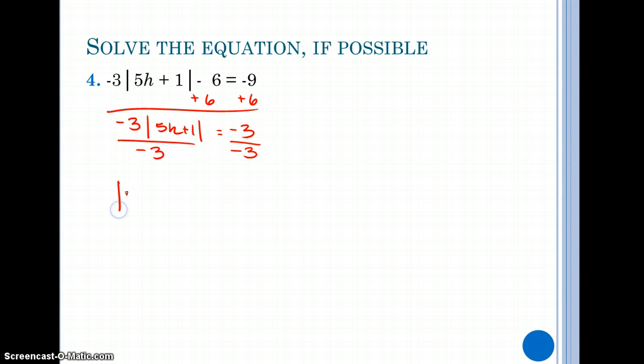The absolute value of 5h plus 1 is equal to 1. I'm okay. That means I can solve this one. If you could, please take a moment, pause, and work this problem on your own. I'll show you the solution once you press pause.